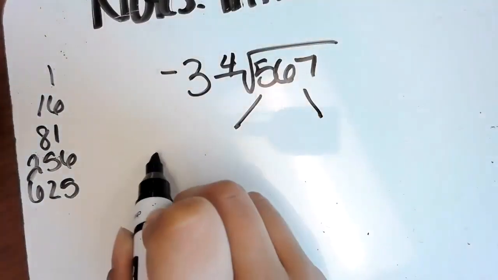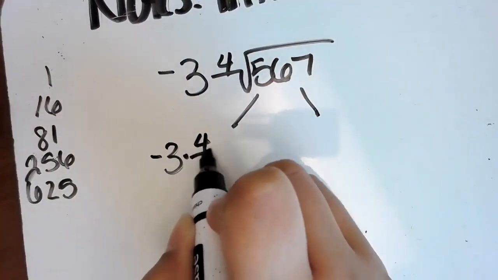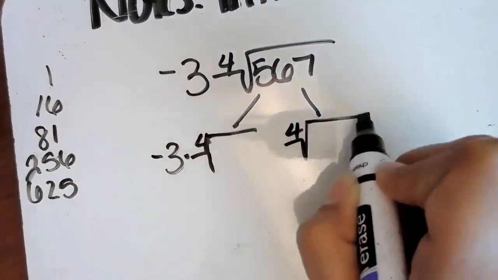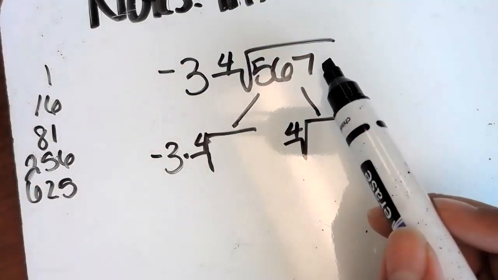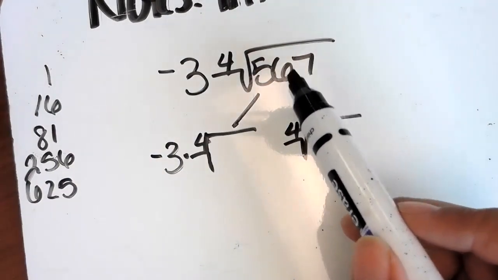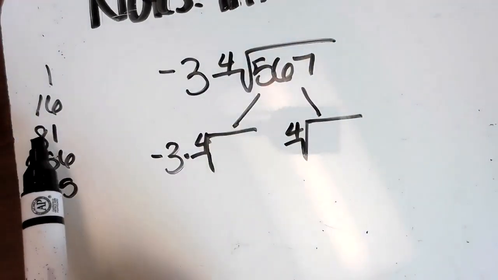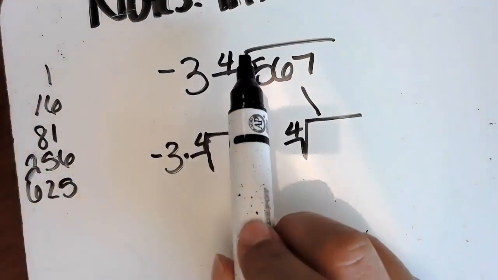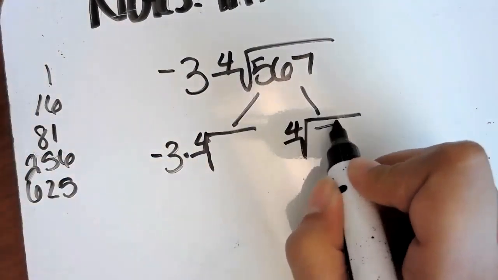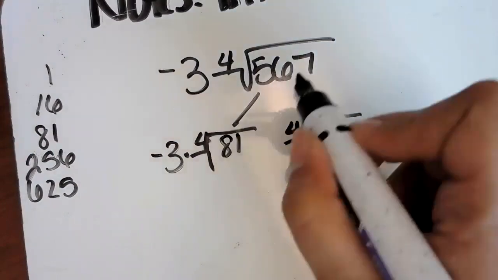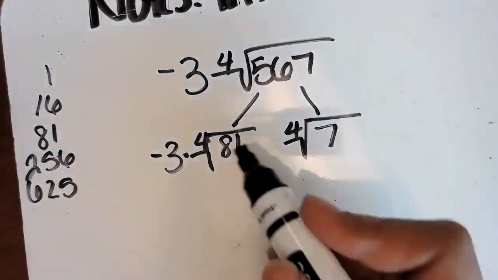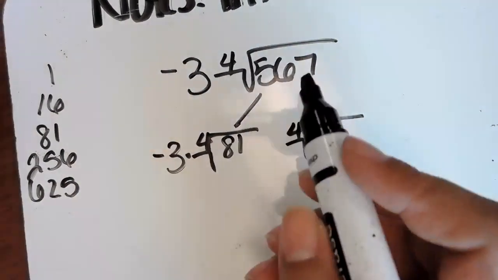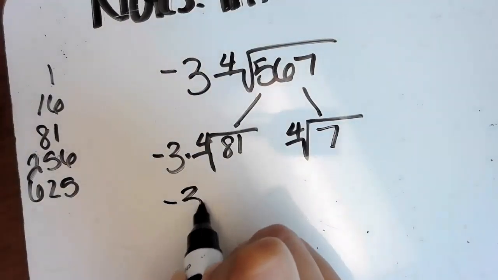What you want to do is break up this radical into the product of one of these perfect fourths times something else. And if you look at 81, 81 goes into 567 7 times. 7 times 1 is 7, 7 times 8 is 56. So you can take the fourth root of 7. You can take the fourth root of 81.